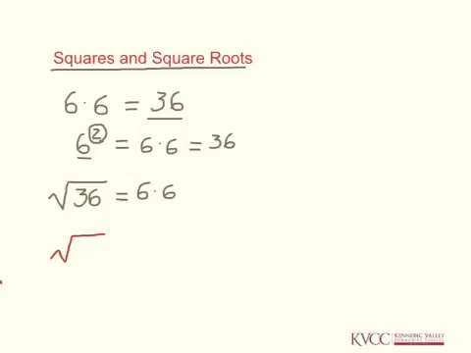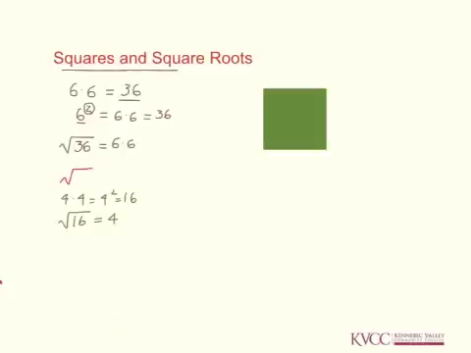So we can do this similarly with other integers. We could take, for example, 4 and square it. So we could write it as 4 times 4, or 4 squared, which would be 16. And the inverse operation would be to take the square root of 16 and get 4.